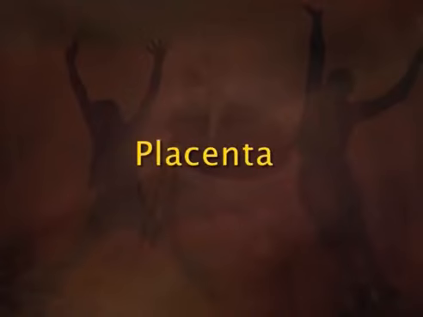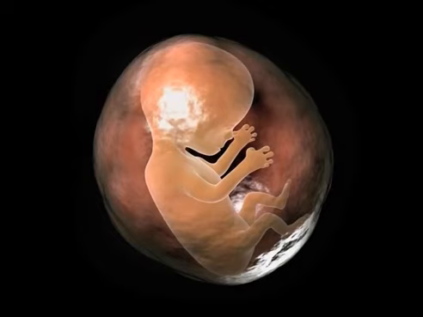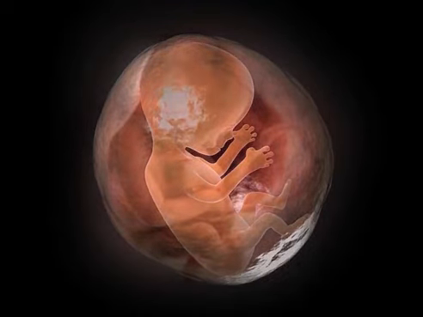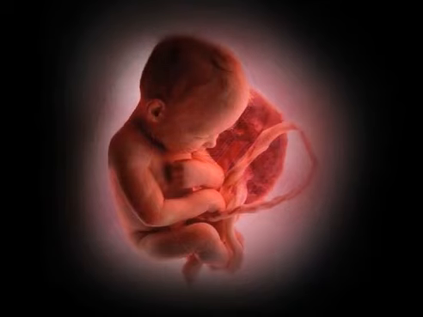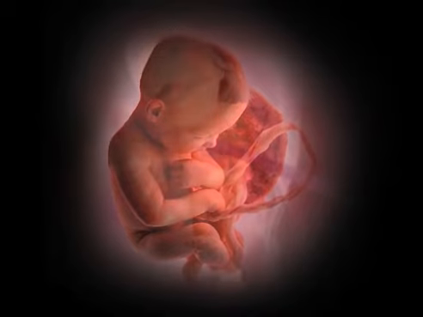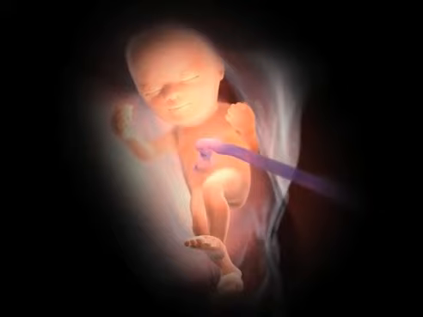The tendrils that attach the embryo to the uterine wall increase in size and complexity to form a fleshy disc-like structure which is referred to as the placenta. The embryo is joined to the placenta at the abdomen by the umbilical cord, which is a tube that contains blood vessels to carry oxygen and nutrients to the growing baby and remove carbon dioxide and waste products.